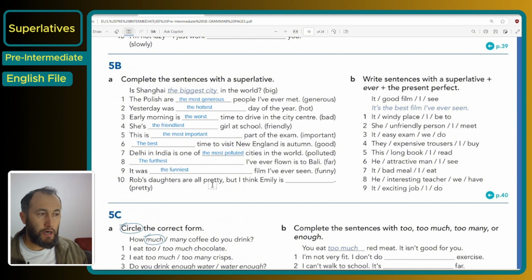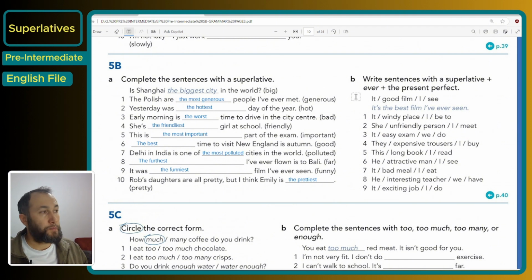10. Rob's daughters are all pretty. So there are daughters, Rob's daughters, maybe 2-3 daughters. They're all pretty, they're all beautiful. But I think Emily, so I'm selecting Emily among them. So is the prettiest. Is the prettiest. That's it, guys.